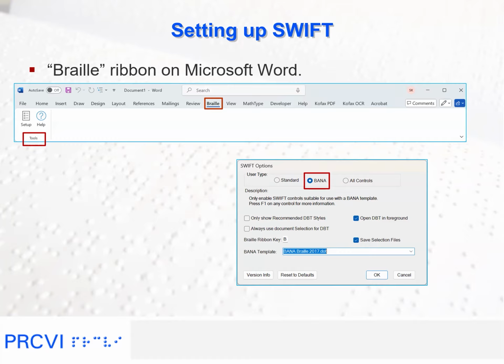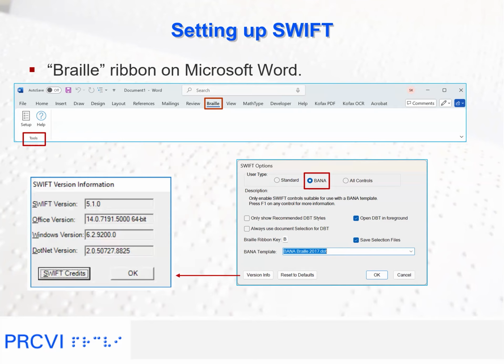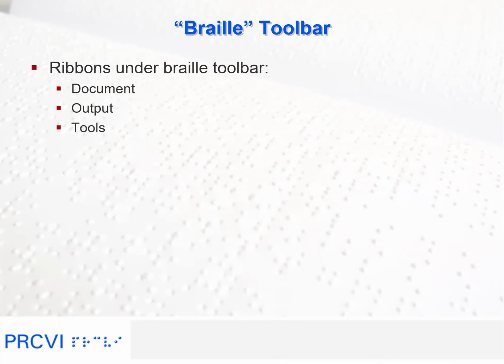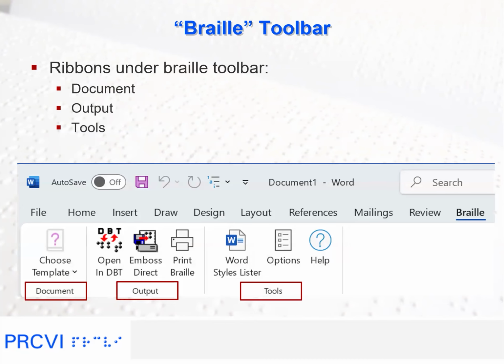When you click on the Version Information tab, it displays the version of Swift, Office, Windows, and .NET on your computer. Let's look at all the ribbons under the Braille toolbar. The Braille toolbar has 3 ribbons: Document, Output, and Tools. In the Document toolbar, click on Choose Template.